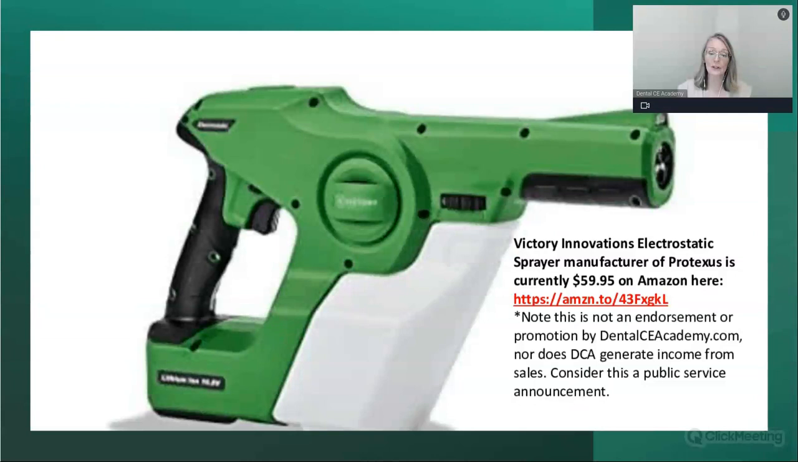So I actually bought 6 of these because I did spend $600 on that Protexis sprayer times 2, and Victory Innovations is now selling these off on Amazon because they have a surplus. The pandemic is apparently over. Right, so you have an opportunity to get this and you'll never get it again.